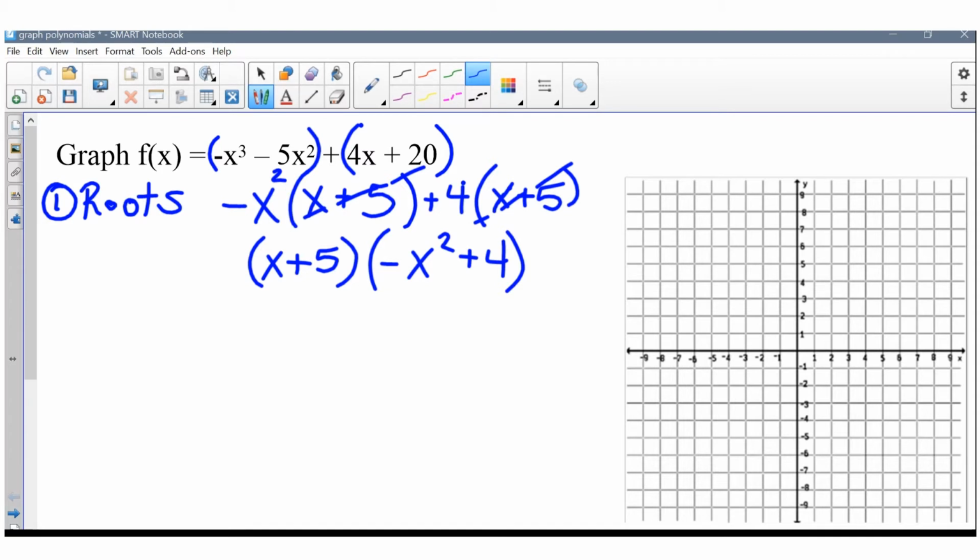Now the first one is ready to solve here. What does x equal? Negative 5. Good. This one needs a little more work.